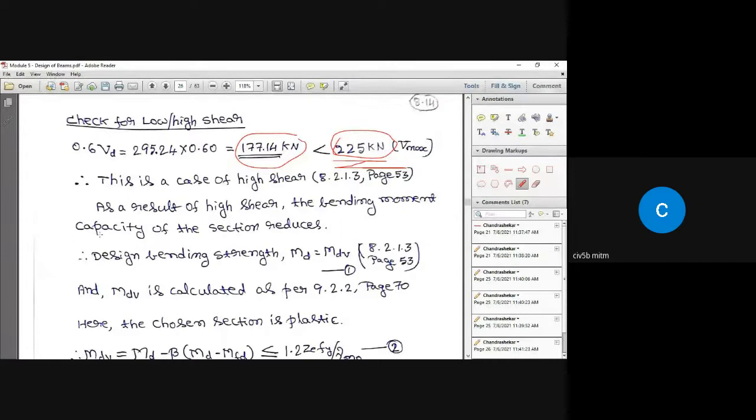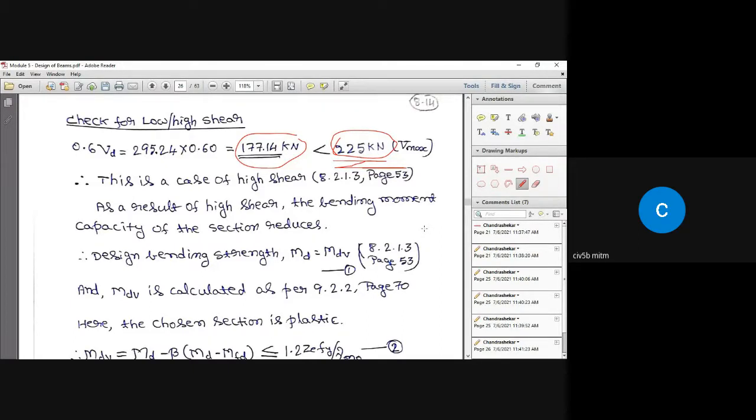Because this is a case of high shear, we have to use a different set of formulas to find out the moment capacity of the section. So please open page number 53 of the code book. I hope you are on that page, first column on page 53 of the code book.